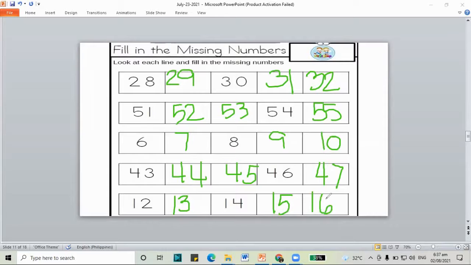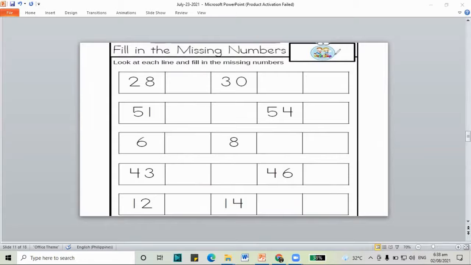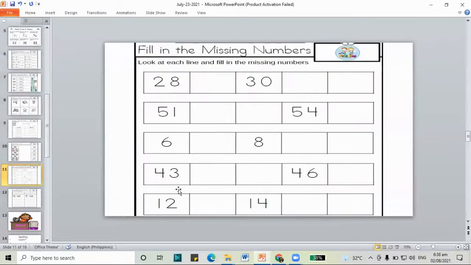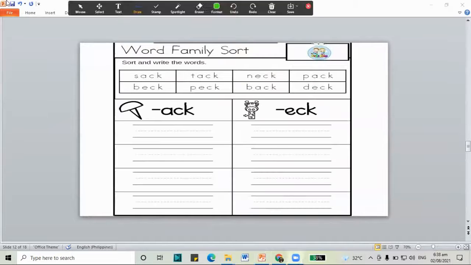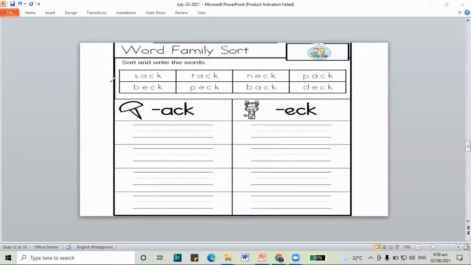So, did you fill in the missing numbers? If you're done, let's move to the next page. If not yet, finish your work. Pause this video. Are you done? Let's continue with the next page. And this will be our last page. Let's sort our ack and eck words. Can you read with me?